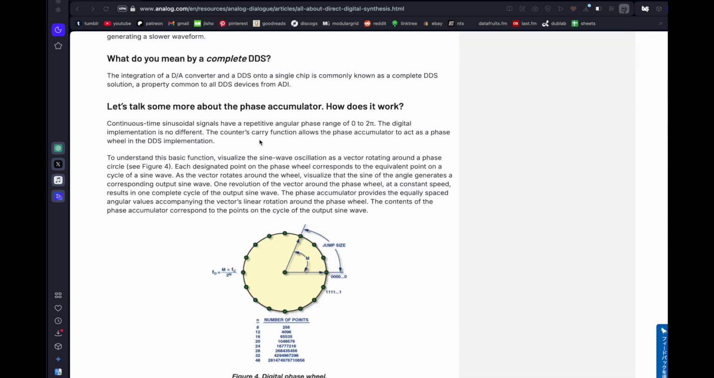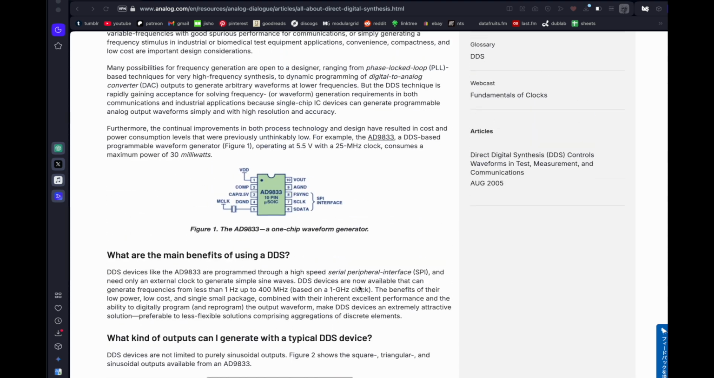And you can see here in this little portion, let's talk more about the phase accumulator. How does it work? Continuous time sinusoidal signals have a repetitive angular phase of 0 to 2 pi. The digital implementation is no different. The counter's carry function allows the phase accumulator to act as a phase wheel or phase vector in the DDS implementation. So you can see that's exactly what this is doing here. Yeah, go check out this article.